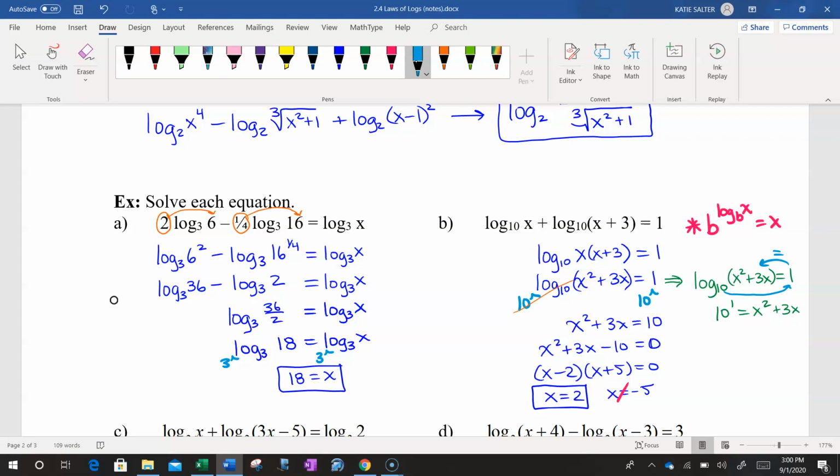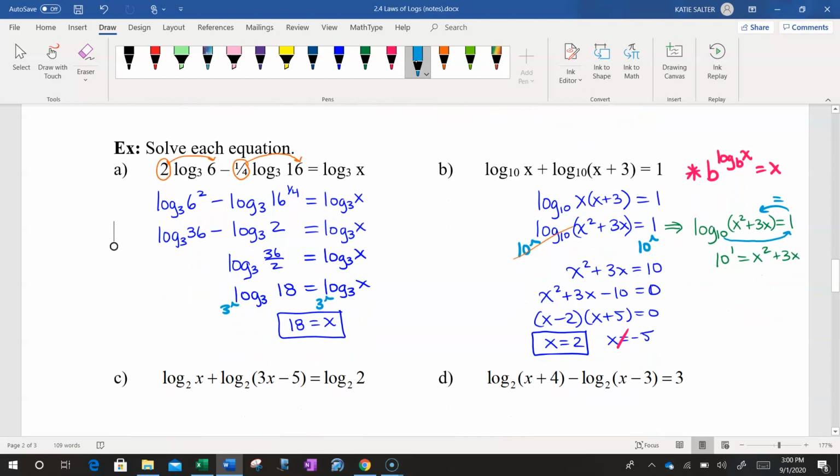Okay, so what I would like for you to do now is try the next two problems. They are very similar to problems A and B. And then in class, we will go through these problems together and work on our practice.